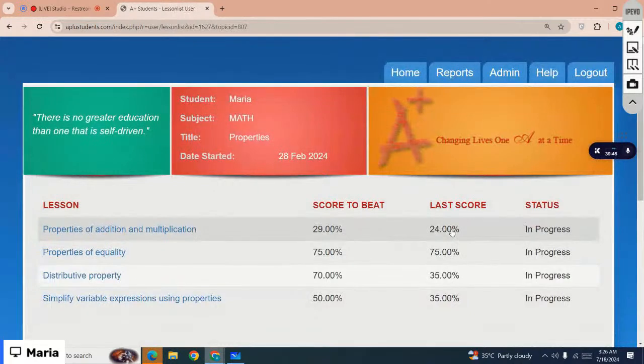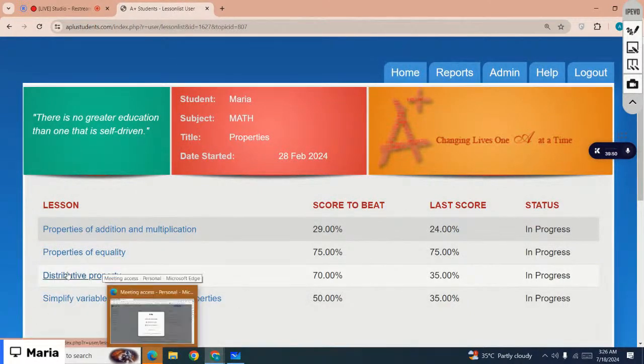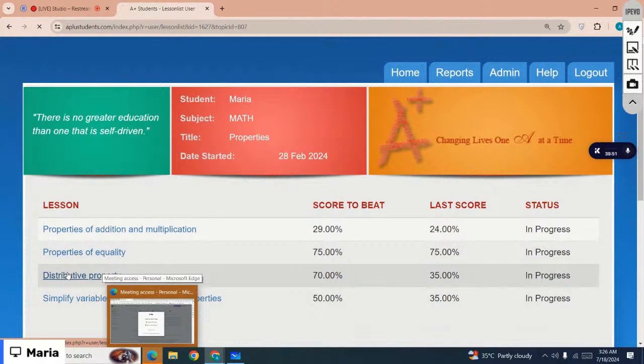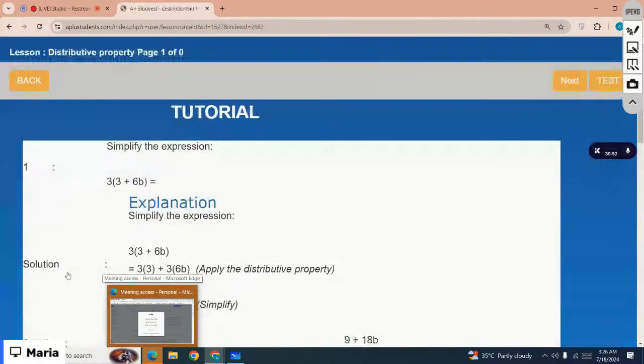The next lesson is the distributive property. Okay, simplify the expression: 3 times the quantity 3 plus C. So actually we have to multiply everything inside the bracket by 3, right? That means you are applying the distributive property.